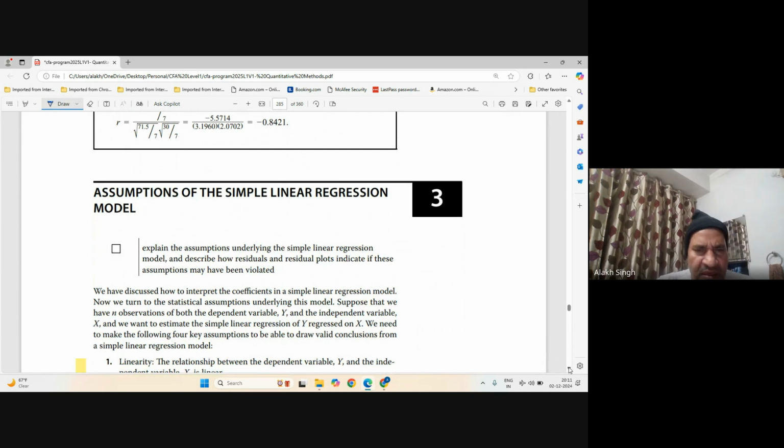Assumptions of the simple linear regression model. So what should be the assumptions for simple linear regression? Two we had already discussed: linearity, normality of error terms and independence of error terms. What should be the others? It is only for simple linear regression, not multiple, so the multi-collinearity assumption will not be there.